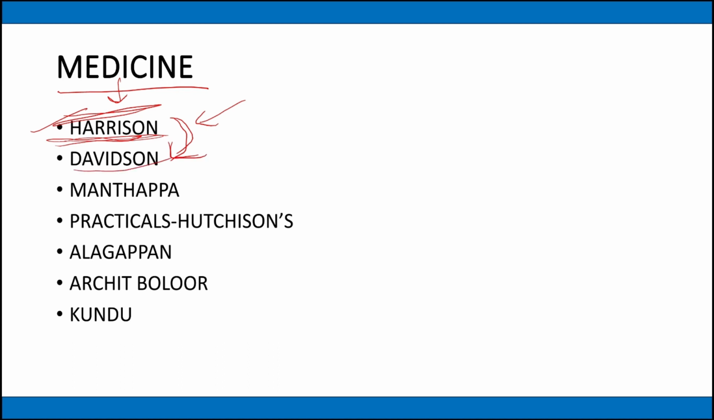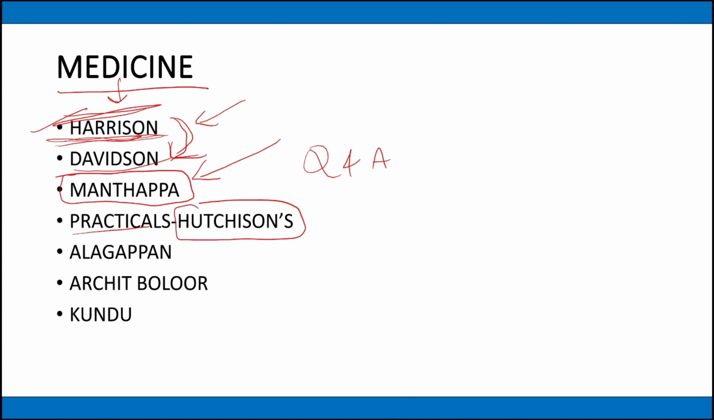Chhoti copy or the shortcut book for medicine is Mantappa. You can read this during your exam times. It's basically a Q&A type book. For practicals, Hutchison is a must read. Very good book. Other books which you can follow for medicine are Alagappan, Archipalor or Kundu. Again, Kundu is a Q&A type book.